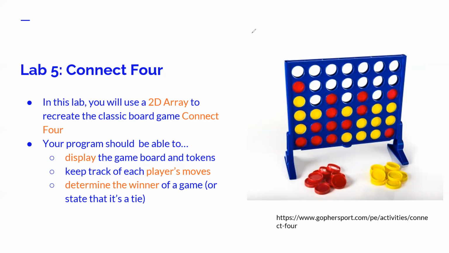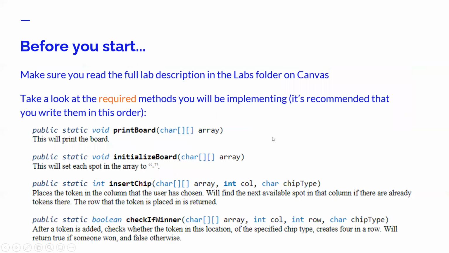So we're going to create the game. You're going to have to display the game board, keep track of the players' moves, and determine the winner. Just those three things. Okay, let's look at what we're going to have to implement. A few main methods. One is print board, and that's just going to ask you to print the board.